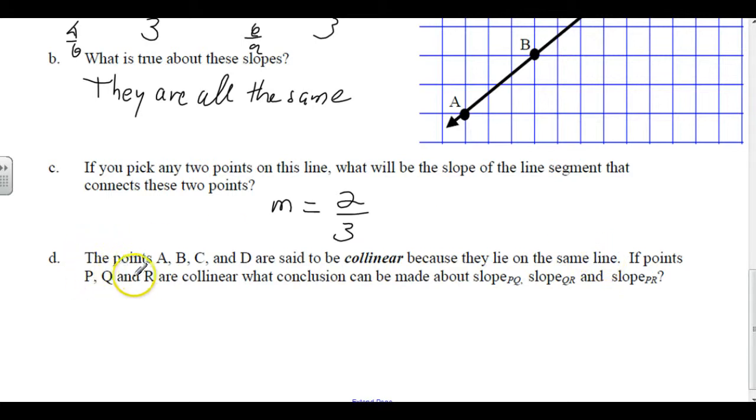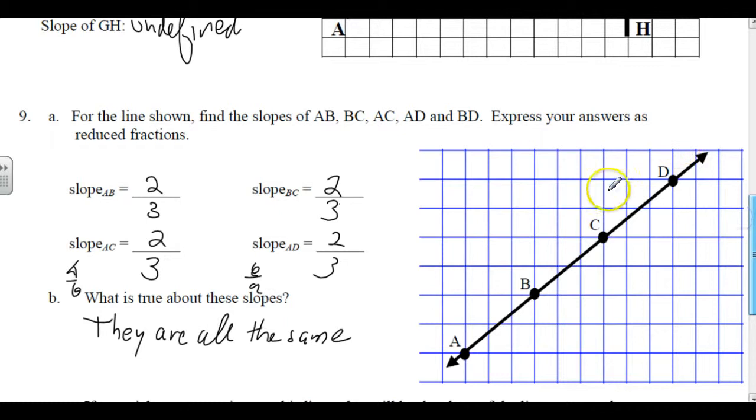If the points P, Q, and R are collinear, what can be concluded about the slope of PQ? Well, they'll all be equal. So that will be equal to the slope of QR, which will be equal to the slope of PR. So the slope of any line, wherever you take it from, is a constant.